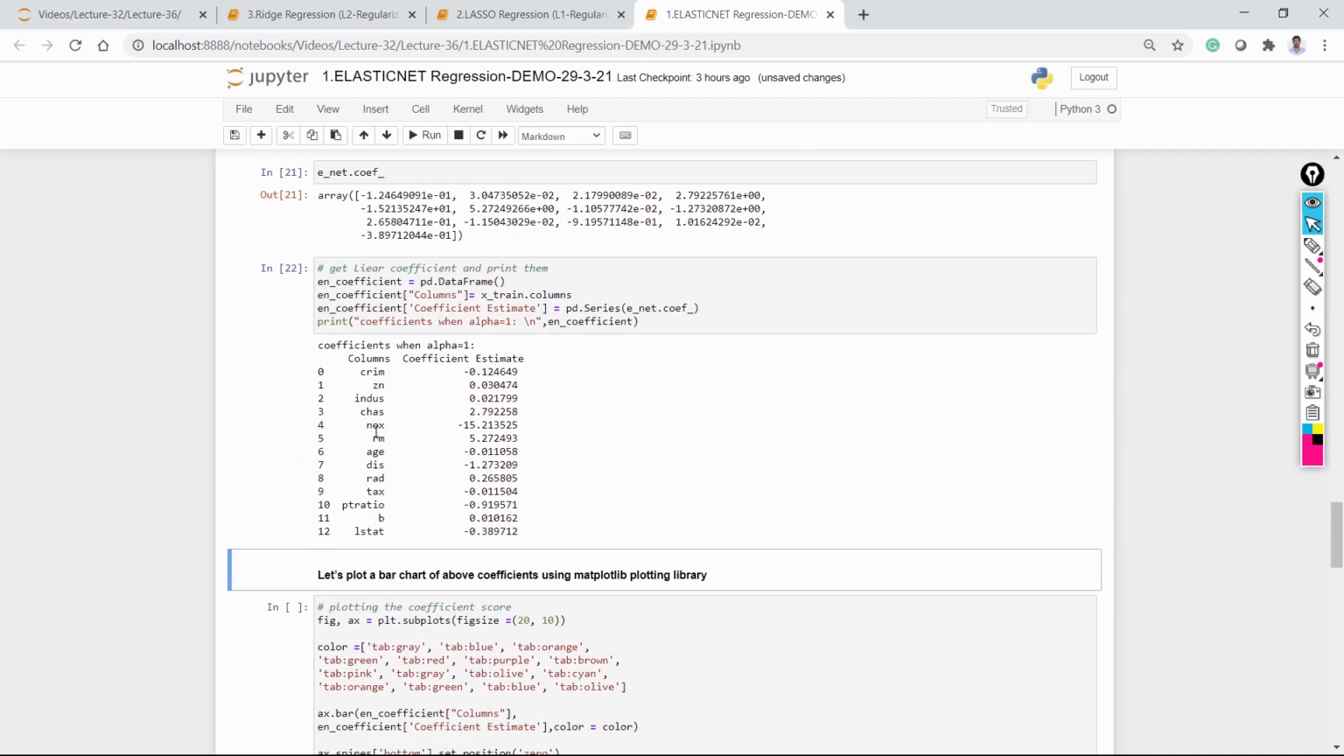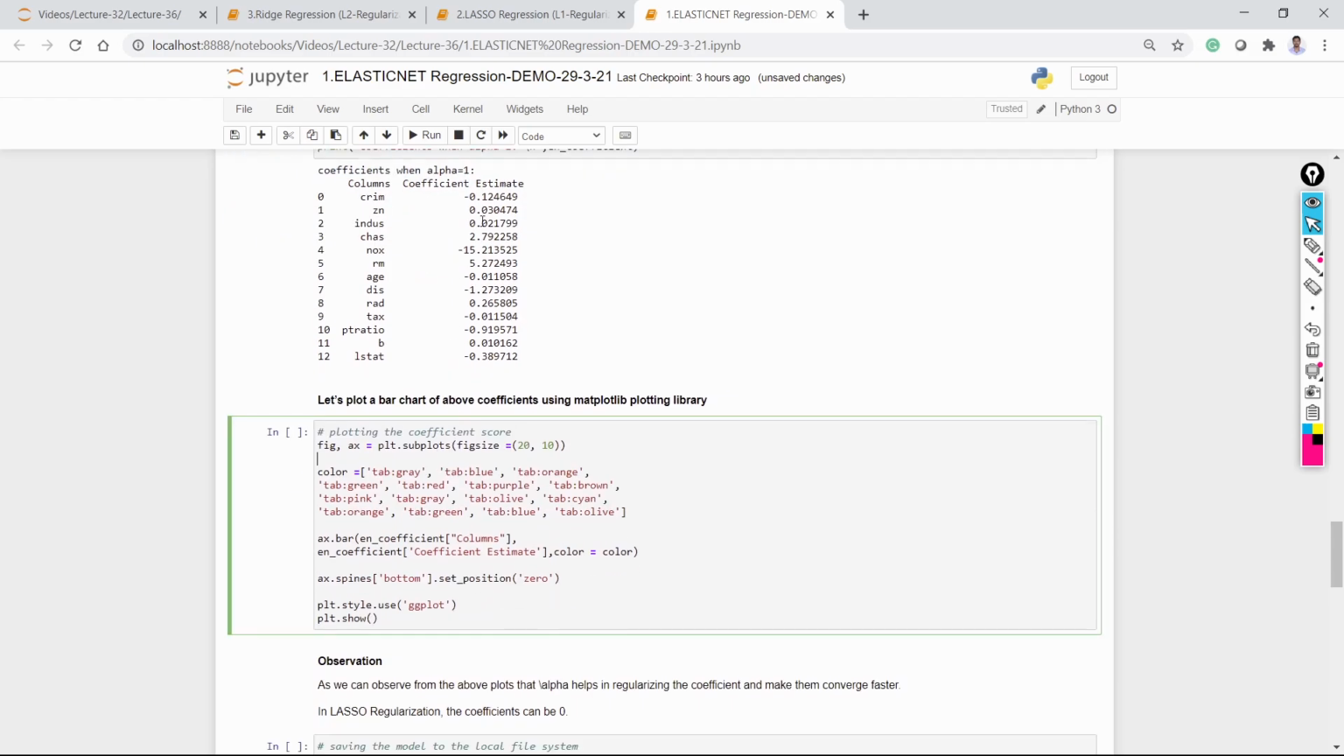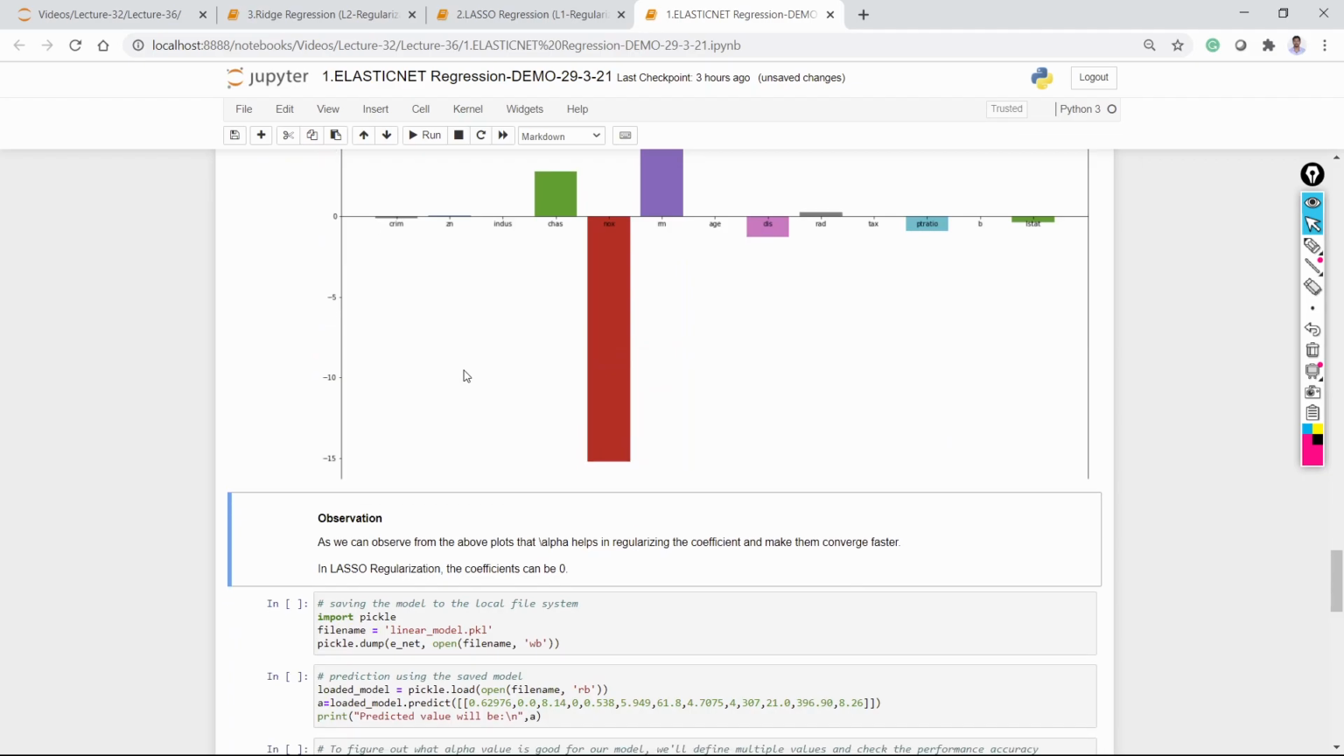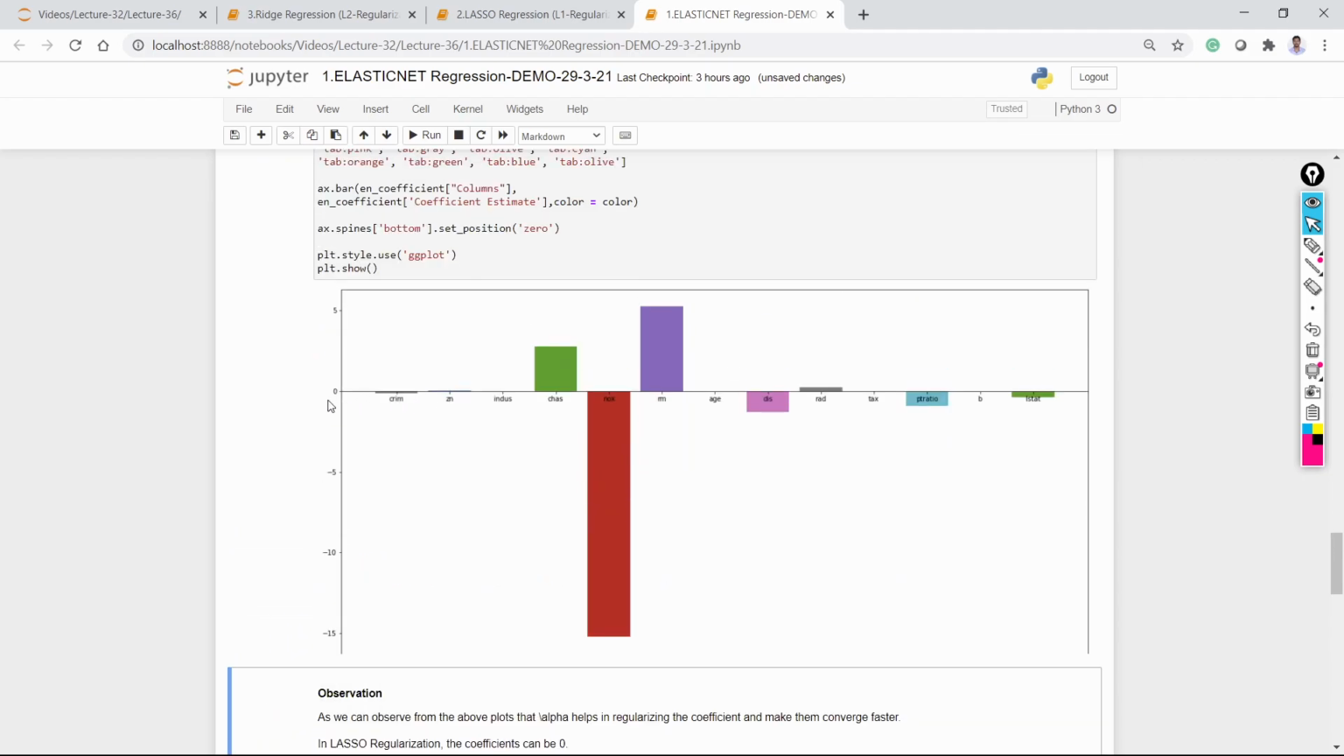If you want to see the corresponding coefficient values of the input variables, crime is a feature, and its corresponding coefficient value is minus 0.12426. If you want to plot the coefficient values, this is the graph you can get. From 0 upward is the positive direction, from 0 downwards is the negative direction, which means some of the coefficient values will be positive and some will be negative.